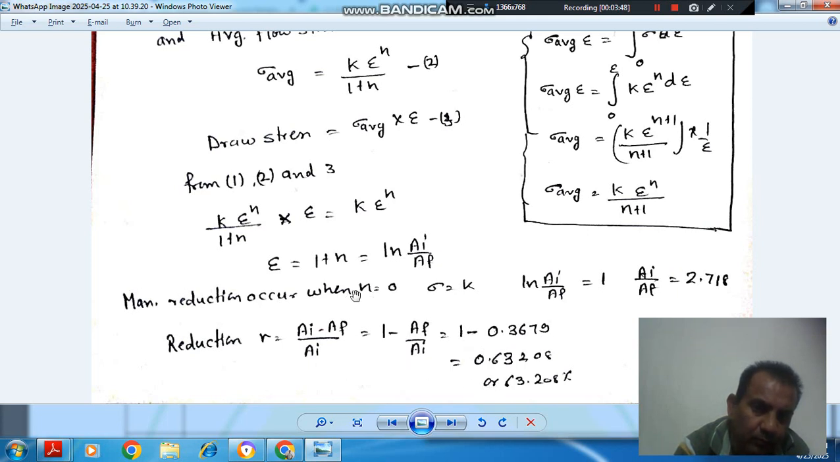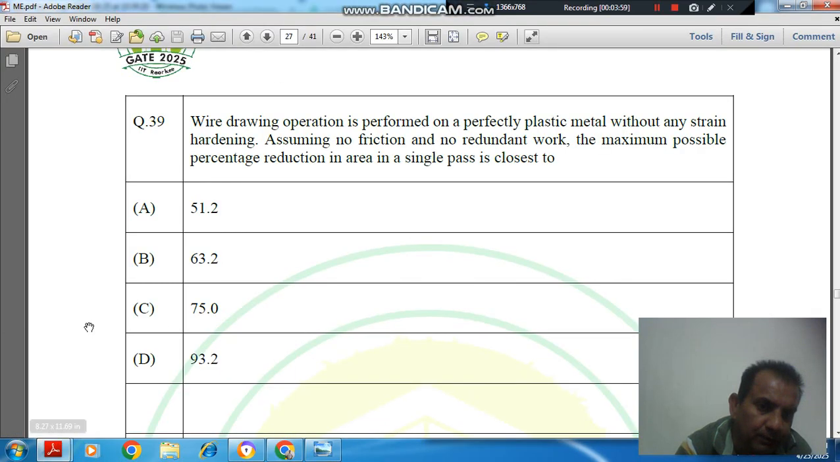So this corresponds to maximum reduction because n is 0. So the reduction will be equal to 0.63208, or 63.208%, option B.